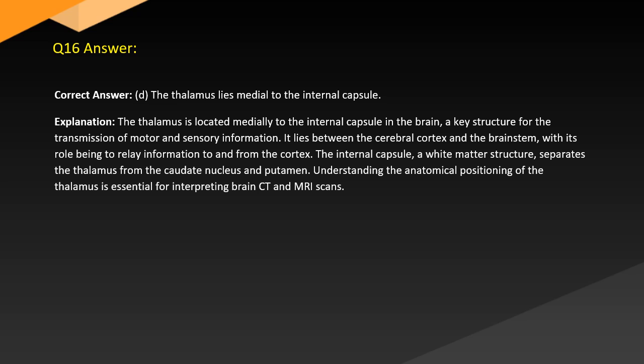Answer. Correct answer: D. The thalamus lies medial to the internal capsule. Explanation: the thalamus is located medially to the internal capsule in the brain, a key structure for the transmission of motor and sensory information. It lies between the cerebral cortex and the brainstem, with its role being to relay information to and from the cortex. The internal capsule, a white matter structure, separates the thalamus from the caudate nucleus and putamen. Understanding the anatomical positioning of the thalamus is essential for interpreting brain CT and MRI scans.